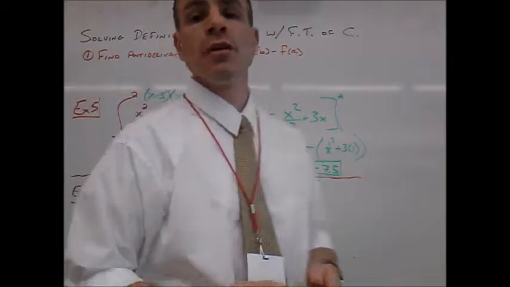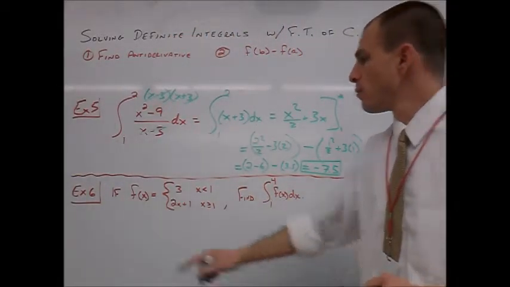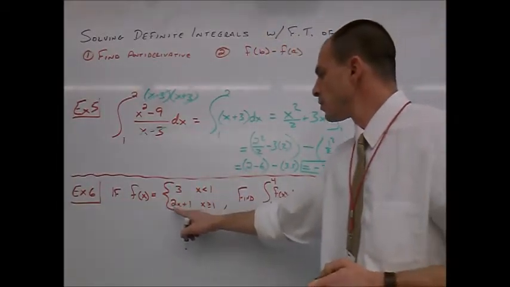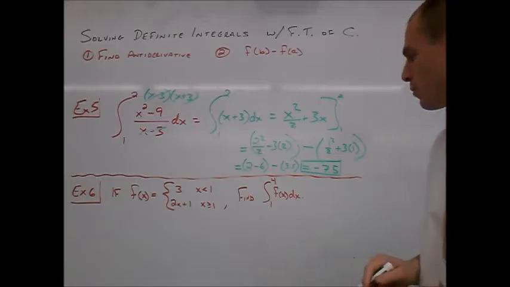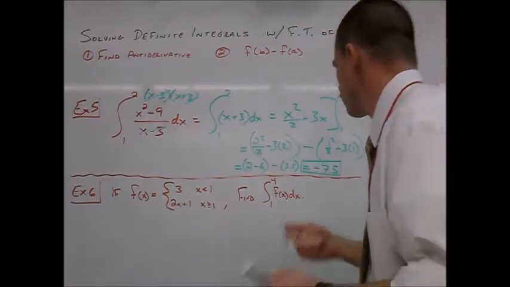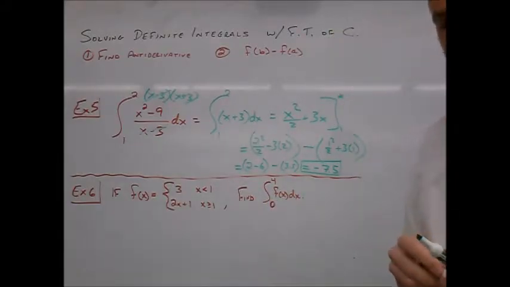Okay. In terms of piecewise defined functions, we want to be prepared for those as well. Well, let's say that f is equal to 3 if x is less than 1, and equal to 2x plus 1 if x is greater than 1. And you know what? I'm going to change my bounds here on the fly. We're going to change that to a 0. There we go. All right, now things are better.